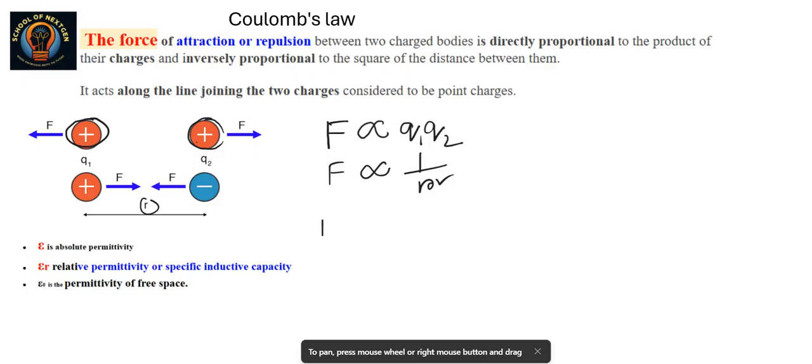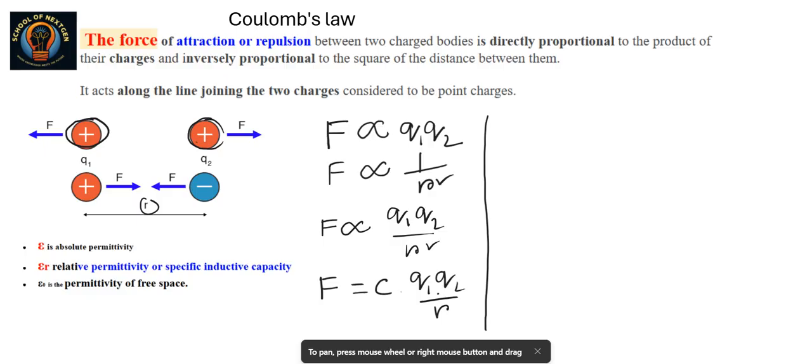If we combine these two, we could write the equation this way: Q1 and Q2 divided by r square. If we eliminate the proportional sign, obviously we have to write down a constant. We are considering the constant is represented here as c, and obviously Q1 and Q2 divided by r square. Here, as I said, this c is nothing but a constant.